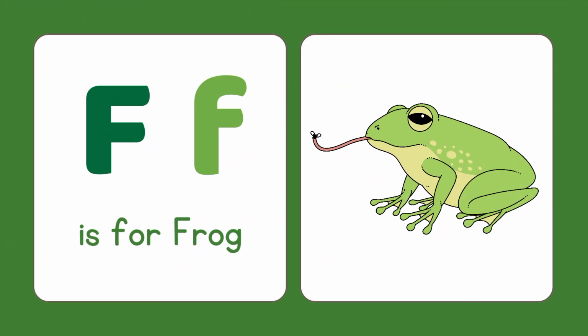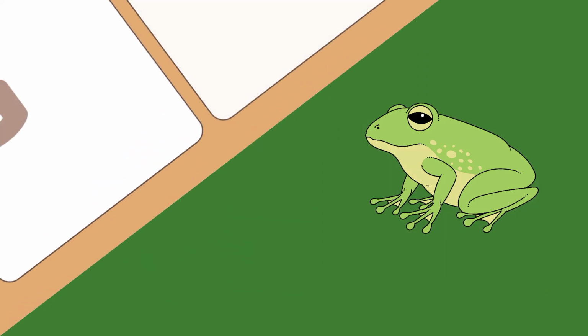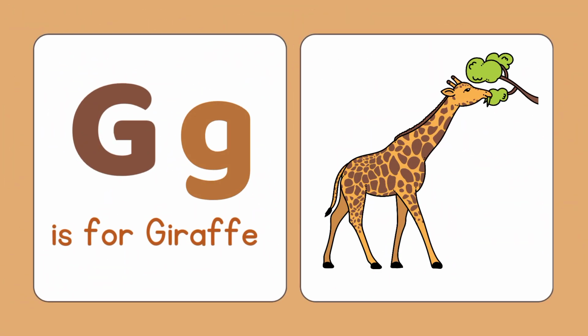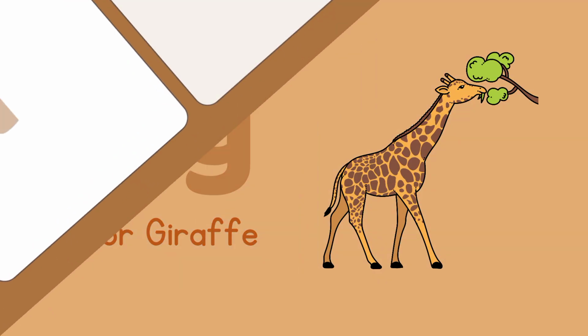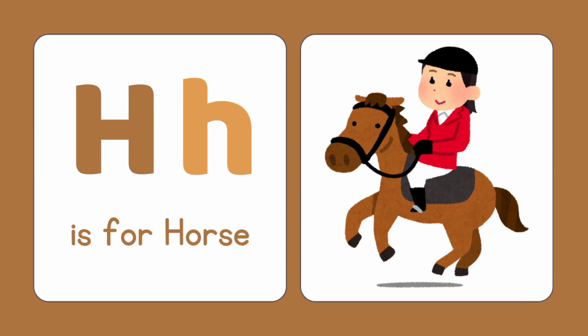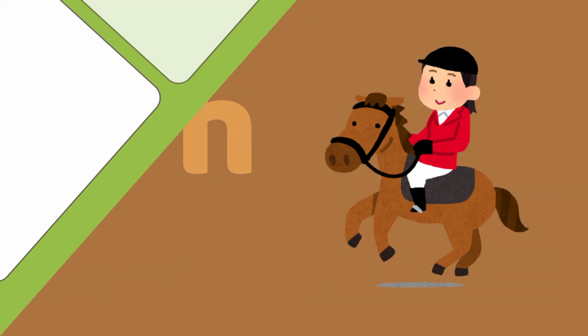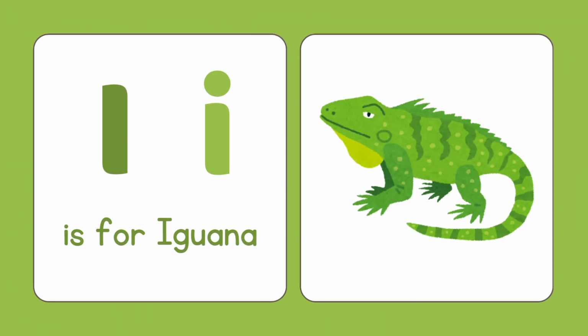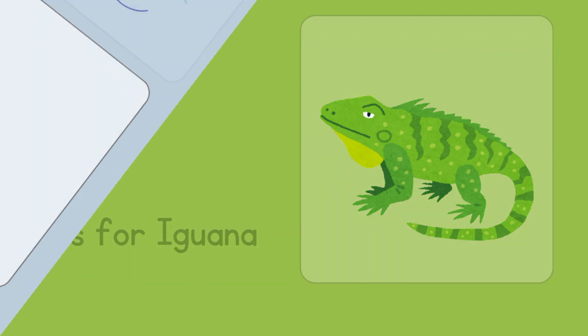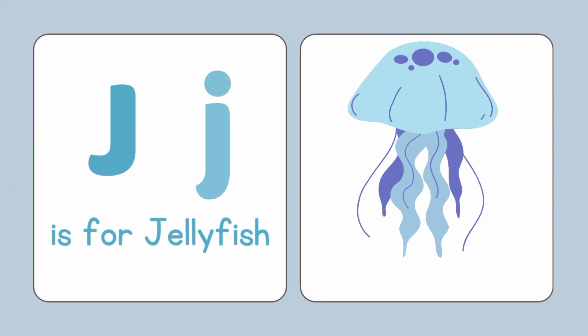F is for frog. G is for giraffe. H is for horse. I is for iguana. J is for jellyfish.